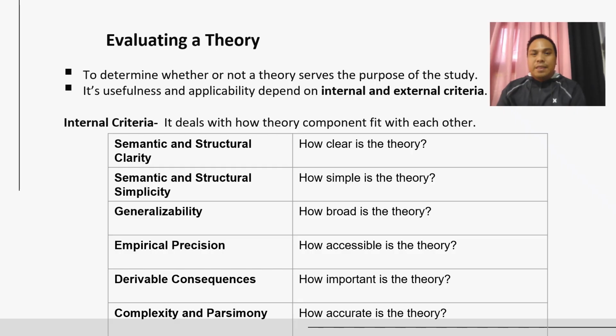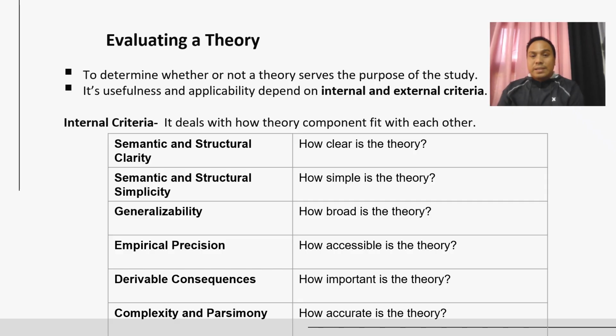Pag sinabi natin internal criteria, look at how well the parts of the theory fit together. This means checking if the concepts, propositions, and assumptions are clear, consistent, logical, and not contradictory. If the components align smoothly, the theory is considered strong internally. For example, semantic and structural clarity. How clear is the theory? Semantic and structural simplicity. How simple is the theory?